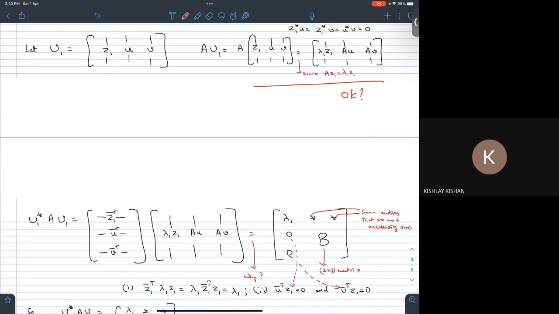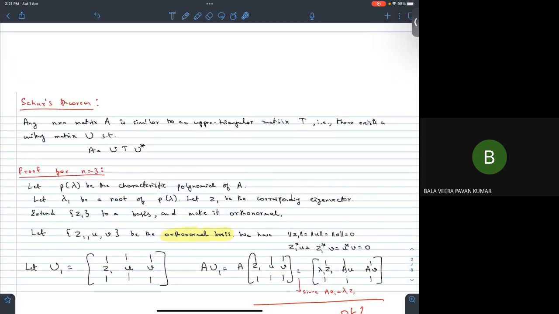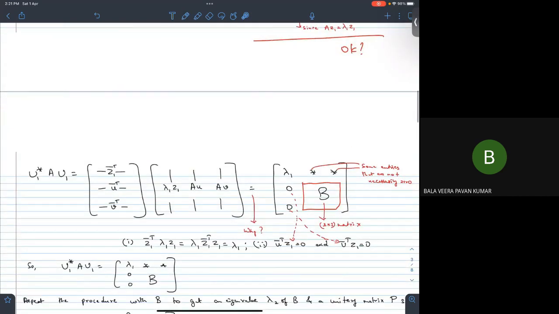Sir, what about the star entries? We kept star. I want an upper triangular matrix, so I'm going to focus on B and get another 0 here. I'm going to make 0 only below the diagonal. In the end, the theorem wants an upper triangular matrix. I don't care about the star entries. They can be 0, they can be non-zero. You understand the point?